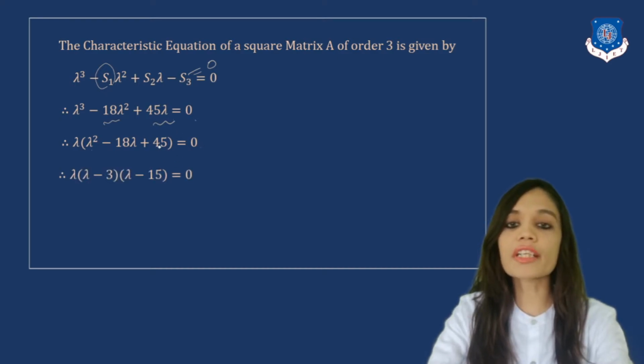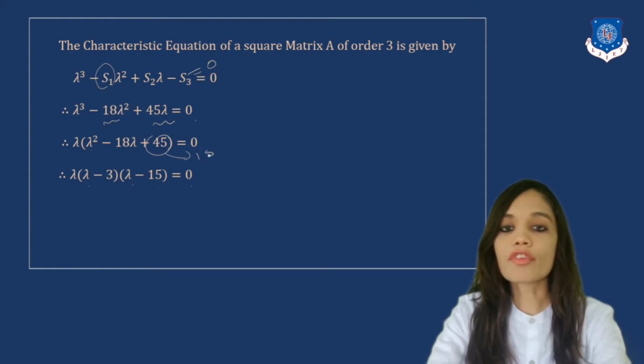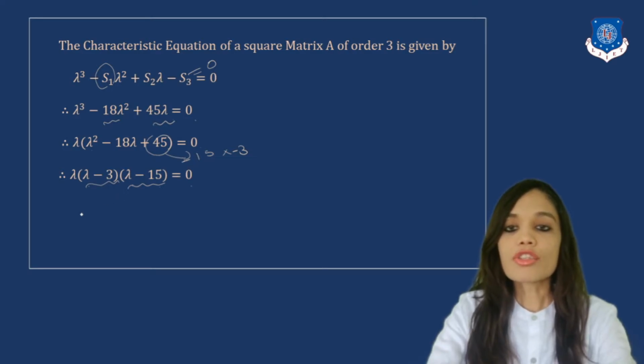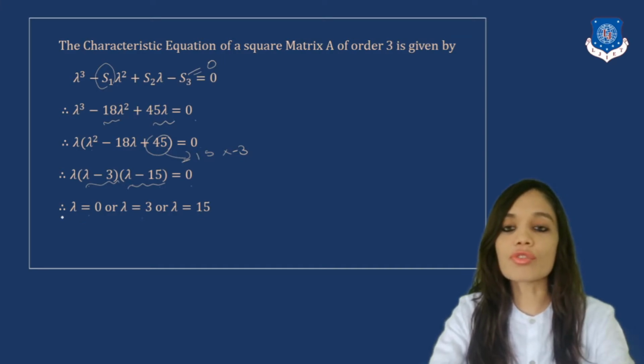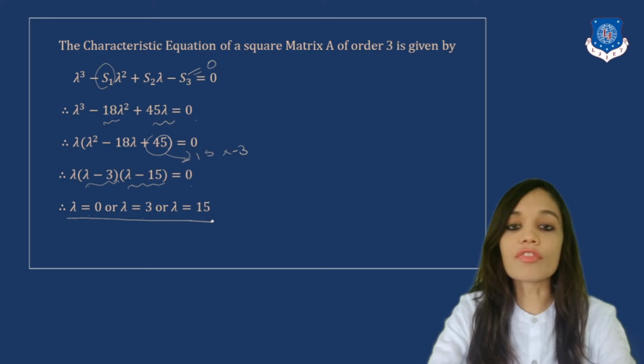On further factorization you will get lambda into lambda minus 3 into lambda minus 15 equals to 0. The factors of 45 are 15 into 3 and the sign of the middle term is minus, right? So the factors will be lambda minus 3 and lambda minus 15. Okay? So finally the values of lambda will be equal to 0, 3 and 15. So these are our eigenvalues.